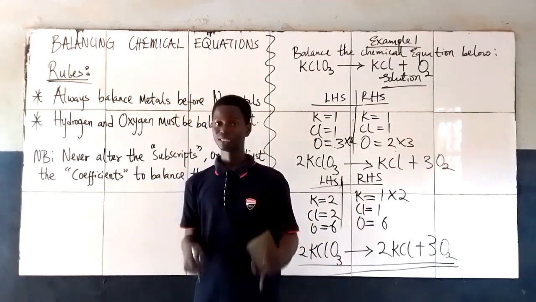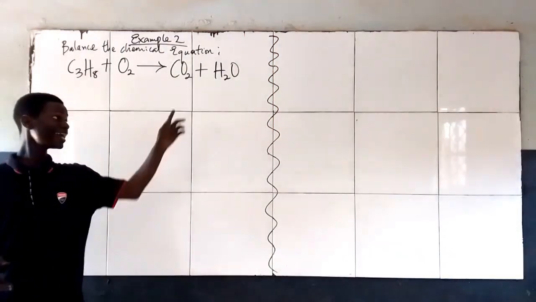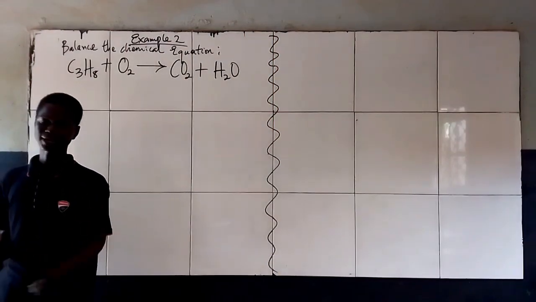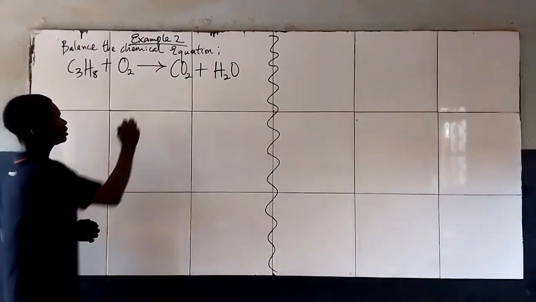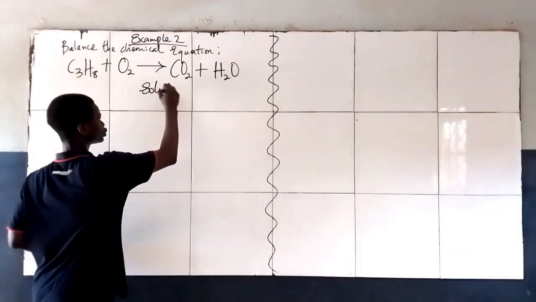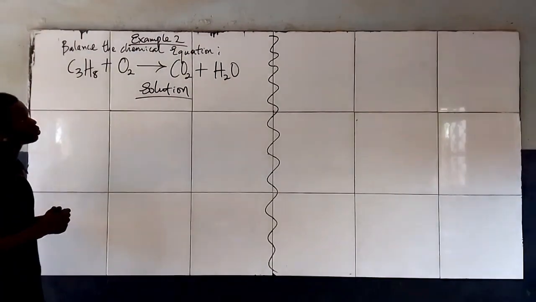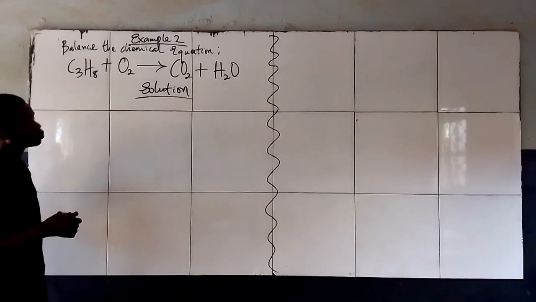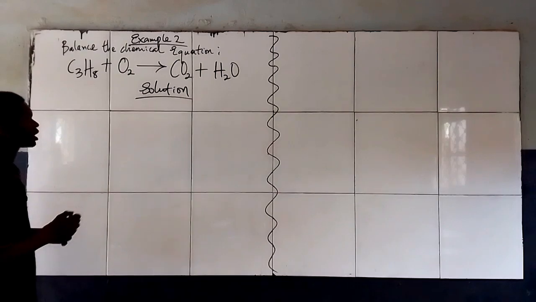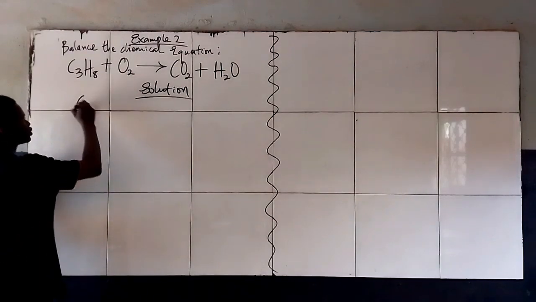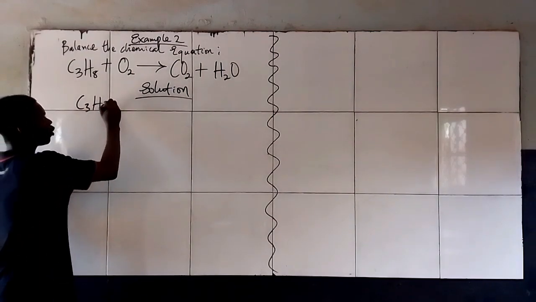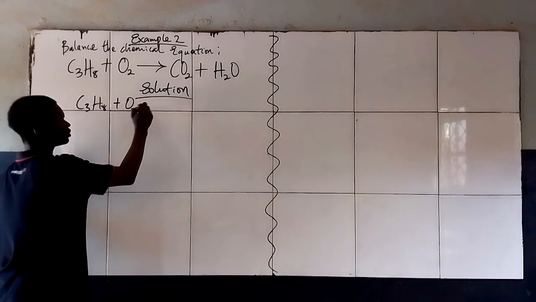Let's have it now. Alright, here is the second question we are asked to balance. So let's do it together. It said, balance the chemical equation. You have C3H8 plus O2 giving rise to CO2 plus H2O. We are asked to balance this chemical equation. So first thing first, we'll take an atomic count of the original equation that was given. Okay?